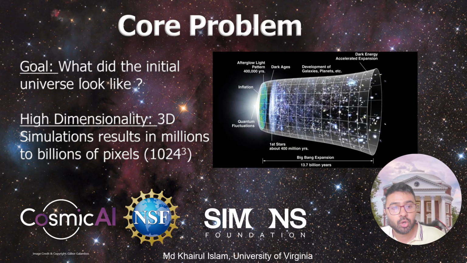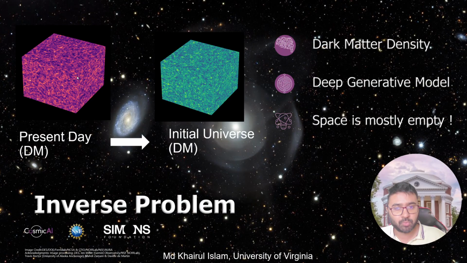But how can we do that? We can actually see how our present universe looks like, the dark matter density around us, and we can use that to back calculate how the universe would look like 13 billion years ago. And that is the problem we are solving. But the biggest challenge in solving that problem is the very high dimensionality. So you have to iterate over very large regions of data, which on a CPU takes a very long time. That's why recent deep generative models are trying to solve that problem by creating probabilistic models that are way faster.